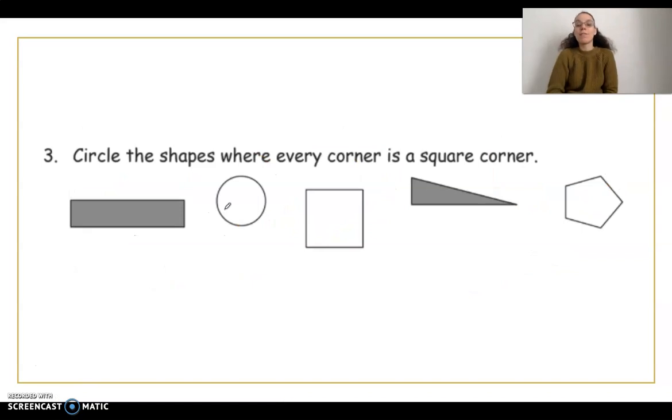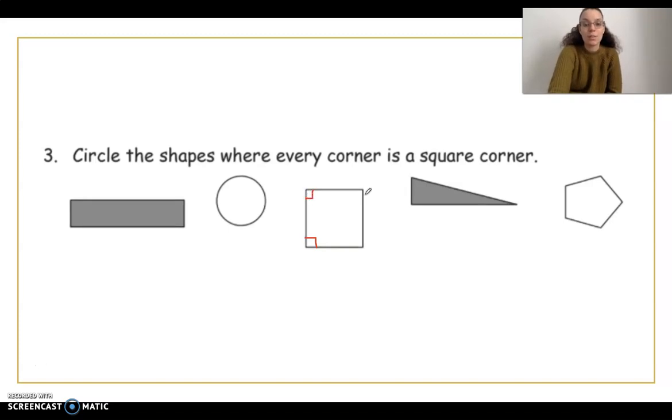Circle the shape where every corner is a square corner. A square corner is another way of saying a right angle. So, some angles are square corners or right angles. That means if you draw this little line in the corner of it, it'll look like a square. A square corner is when there is a straight horizontal line and a straight vertical line that meet perpendicular. It's a square corner or a right corner.